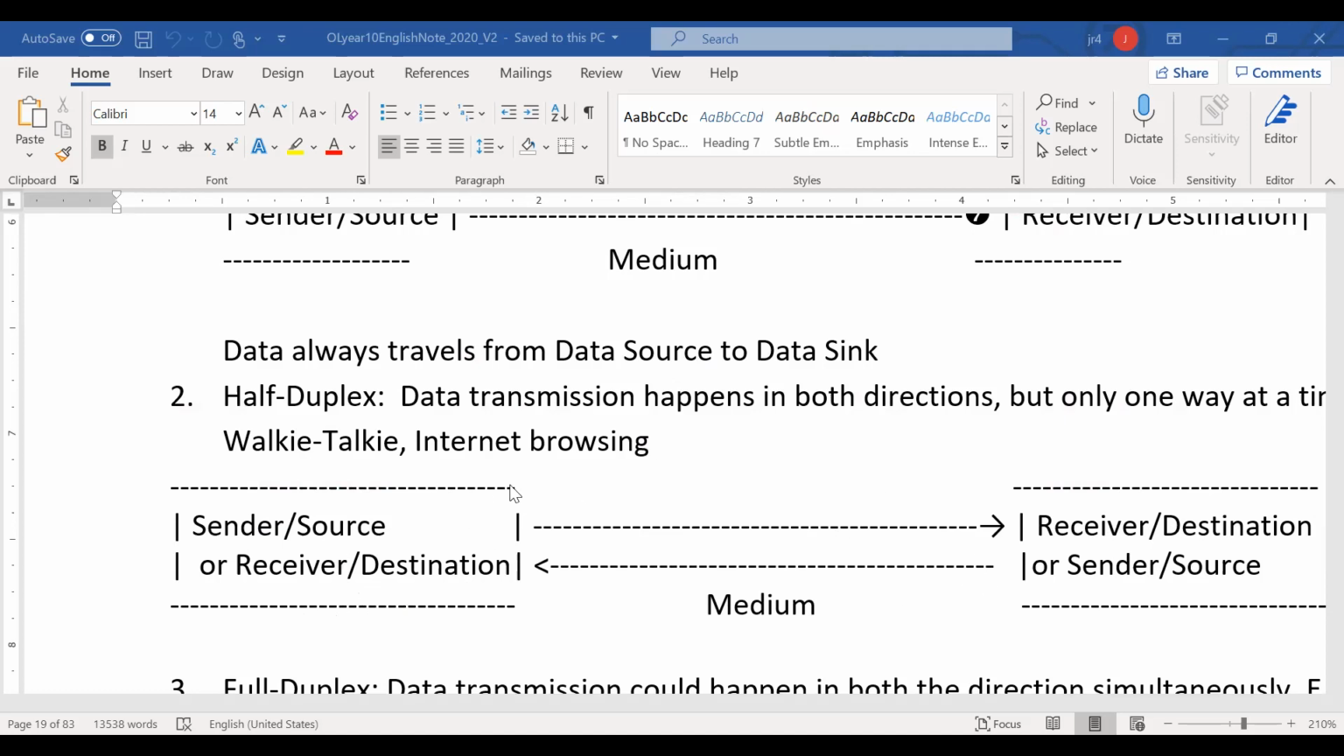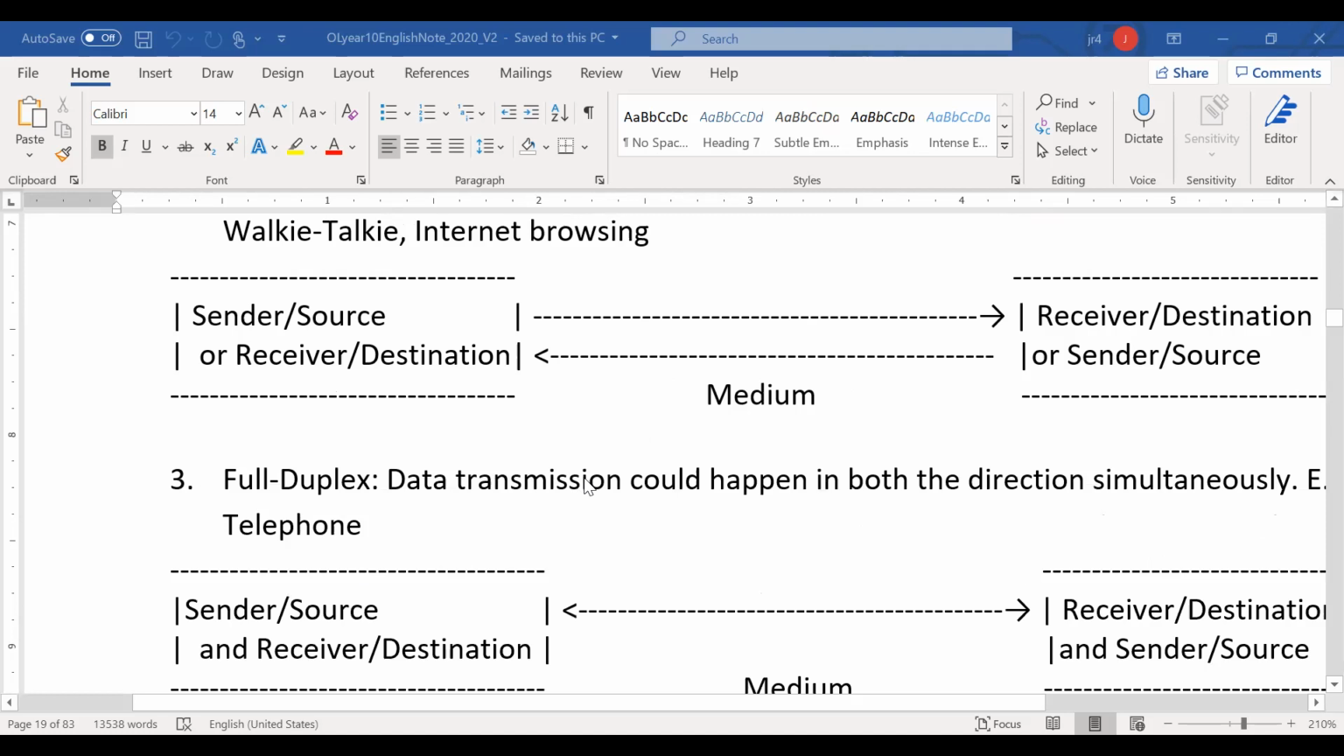Both sides. This is very similar to internet browsing, because internet browsing means you make a request to a web server, so that is in one direction, and then you get the data in the other direction, right? And it will not happen at the same time. So we call it half duplex.